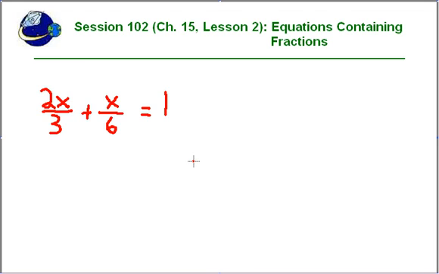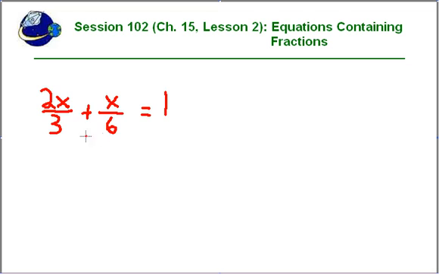Here in session 102, we're going to be looking at equations that contain fractions, which is similar to the proportion that we looked at on the previous lesson. However, here we're going to be dealing with fractions that are contained either on one or both sides of the equation. Here's our problem. 2x over 3 plus x over 6 equals 1.